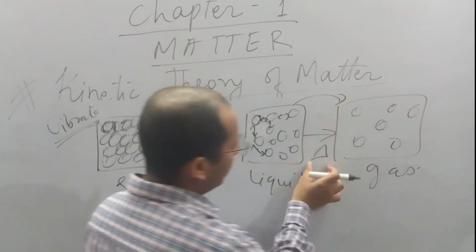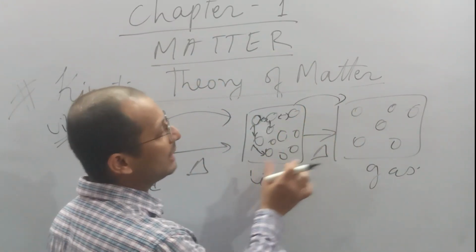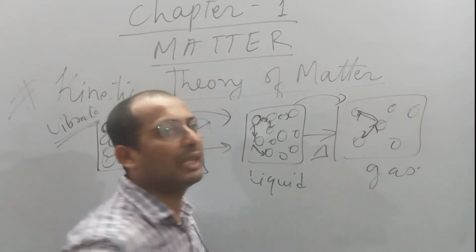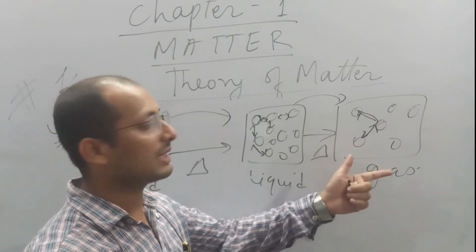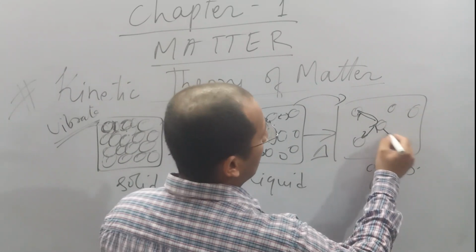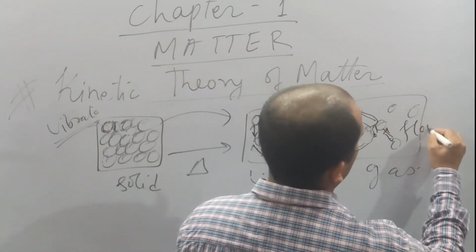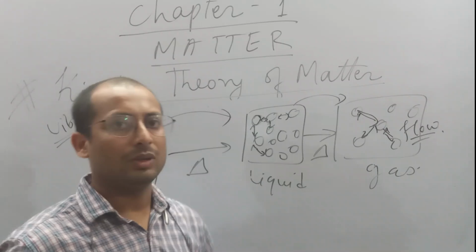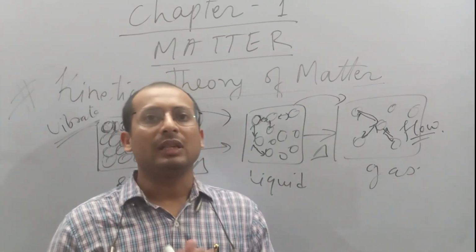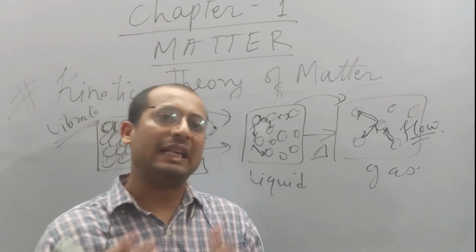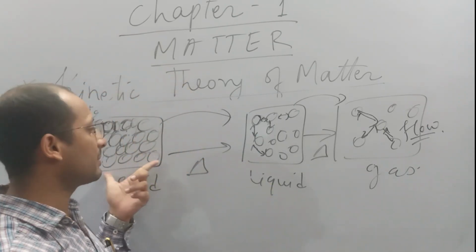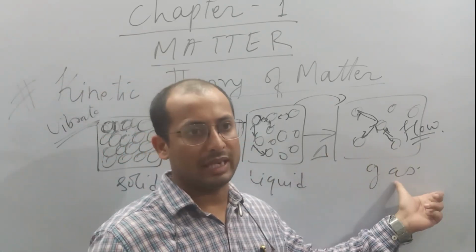Further, as the temperature is increased and heat is provided, the liquid changes to gas. The molecules are very far apart from each other, the intermolecular force of attraction decreases to its lowest level, and the space increases even more. Thus, gases can flow. So this is about the kinetic theory of matter. To wrap it up, the kinetic theory of matter is about the kinetic energy of the molecules and how the transitions take place from solid to liquid and liquid to gas.